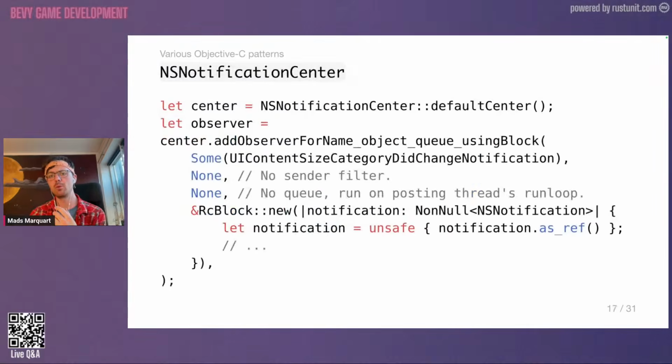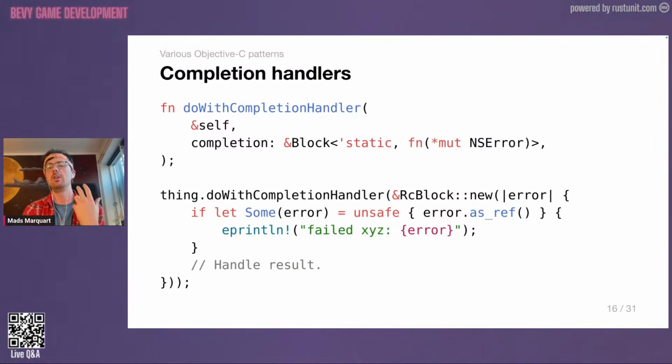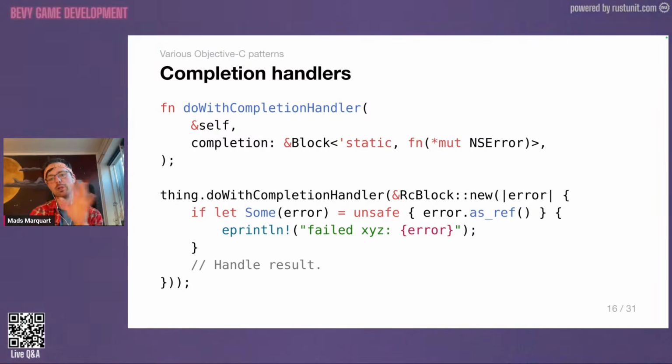Another pattern that I want to show is completion handlers. We saw this a bit before with opening the URL. You often have this callback that happens at a later point. It's Objective-C's way of doing async, and it is a bit difficult to integrate with Rust, especially this 'static lifetime here. I'll show you later how we go about that with Bevy.